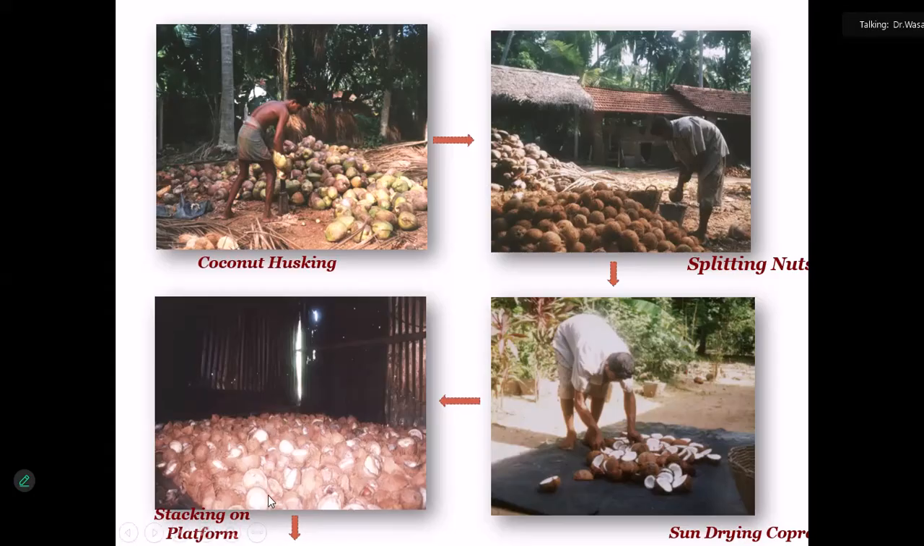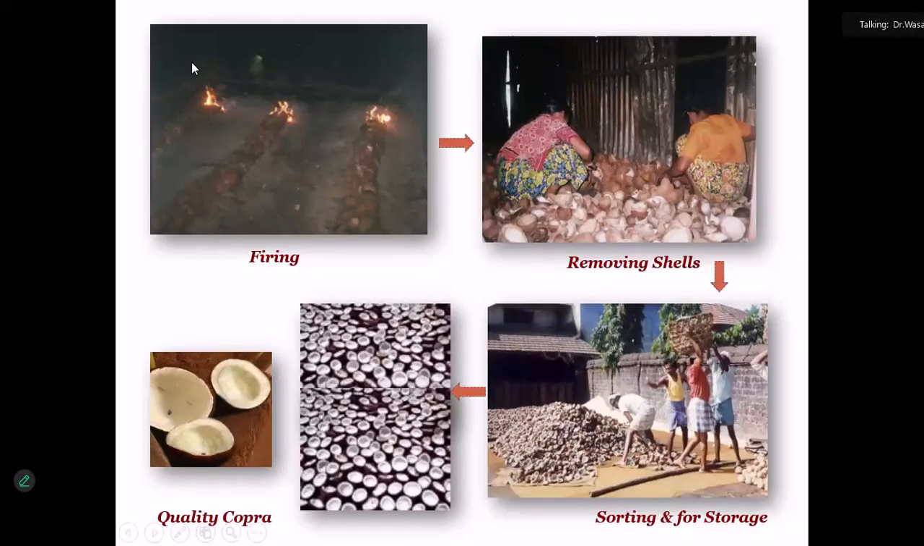In the evening, what do we do? Stacking on a platform. That is the smoking shed. Below the shed, there is a shallow pit. We are discussing the drying shed of copra.